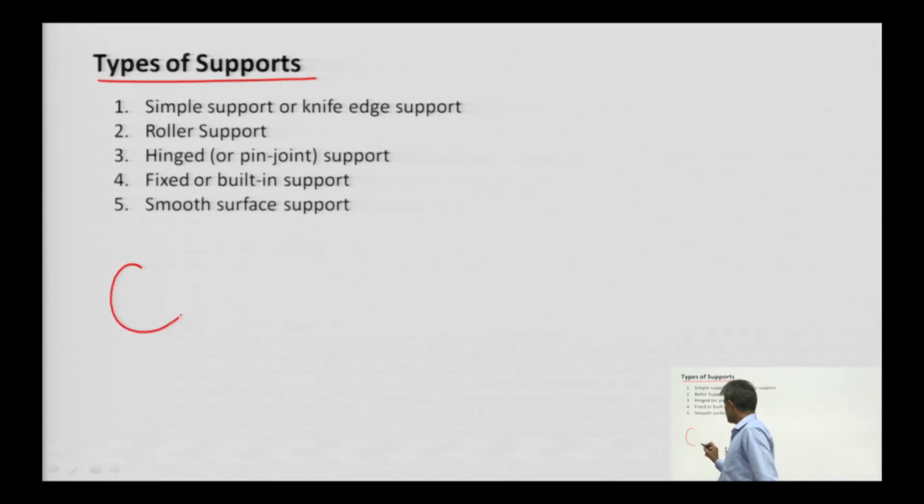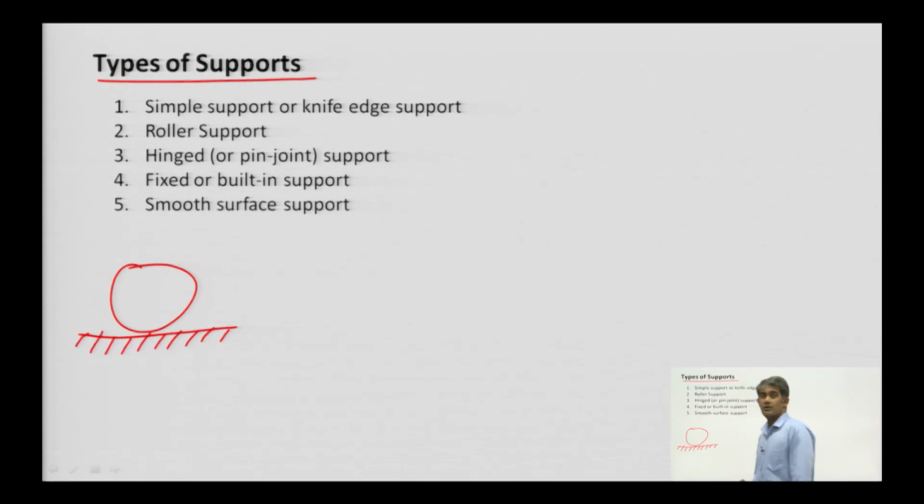Suppose this is the sphere and this is resting at this horizontal surface, then this surface will act as the support for this sphere. Why is it a support? Because it is not going downward.